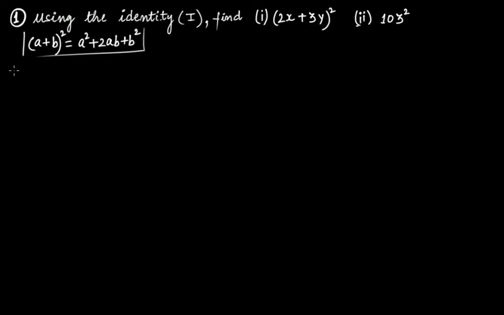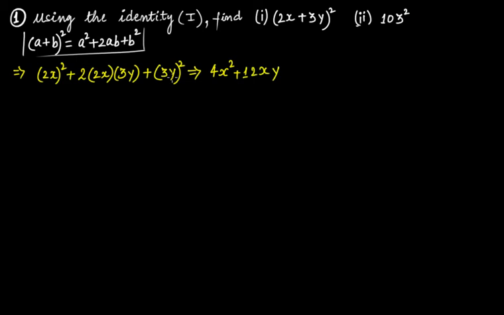So this is in the form of (a + b) whole squared. So this becomes (2x) whole squared plus 2 times 2x times 3y, plus (3y) whole squared. Now from here you get 4x squared, and 2 multiplied by 2 is 4, multiplied by 3 is 12xy, and then (3y) whole squared means 3 times 3 is 9, and y squared, so you have 9y squared. So this is the answer for this one.